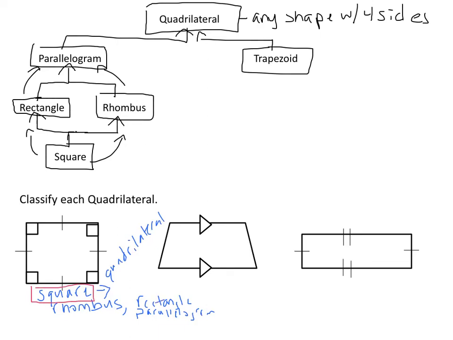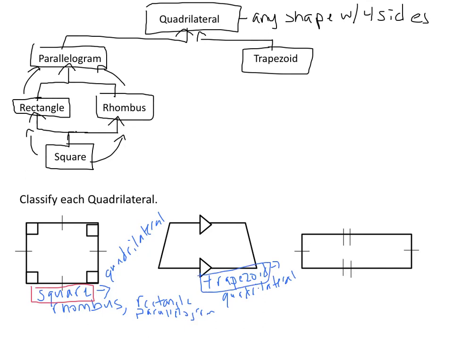Now this next one might look a little confusing. These little triangles, usually they're just like little arrows, but I couldn't get them on the slide, mean that these sides are parallel to each other. So here we have one pair of parallel sides, so this would be a trapezoid. And because it's a trapezoid, it is also a quadrilateral. But trapezoid is really what we're looking for.